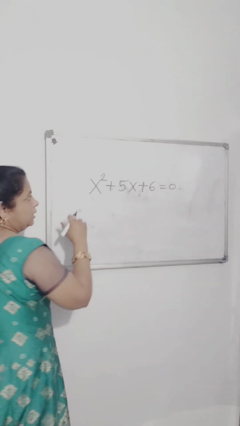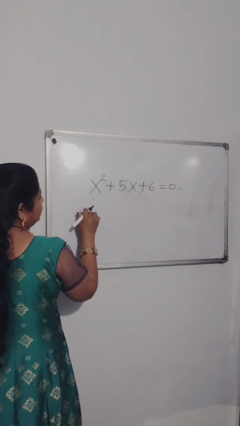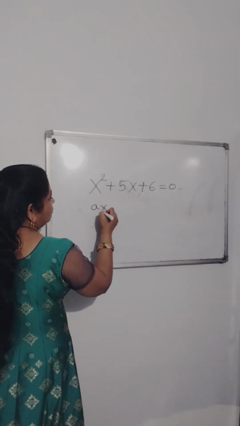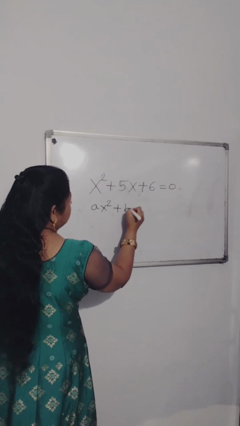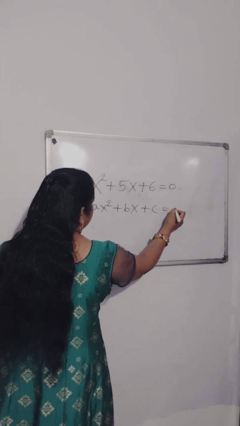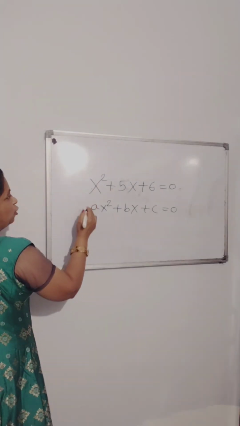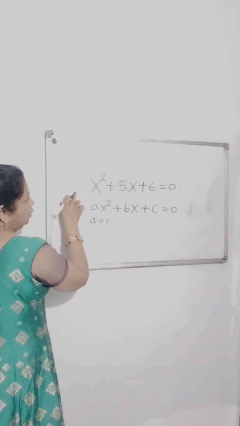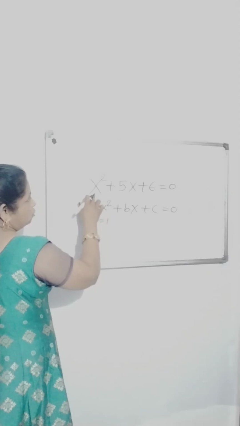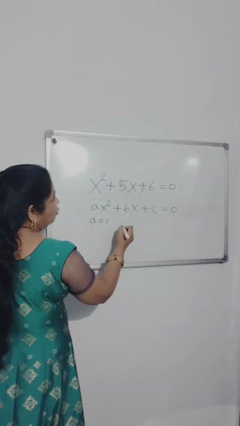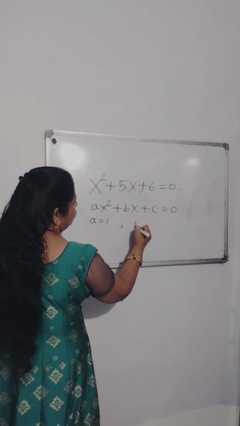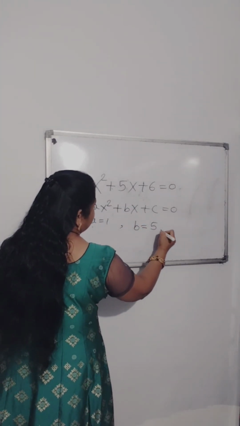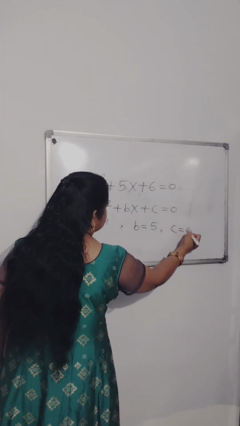First of all, we compare this quadratic equation with the standard form, ax square plus bx plus c is equal to 0. Here the value of a is 1, since there is nothing written, it is 1. That is the coefficient of x square. Value of b, which is the coefficient of x, is 5, and the value of c is equal to 6.